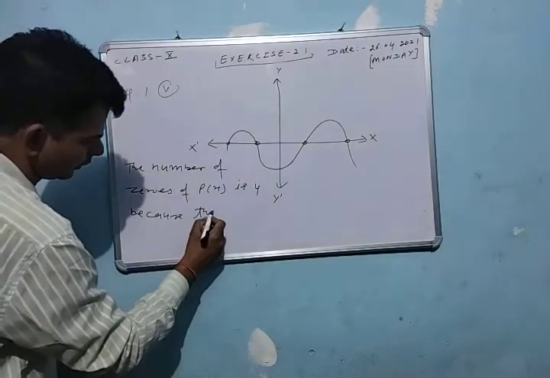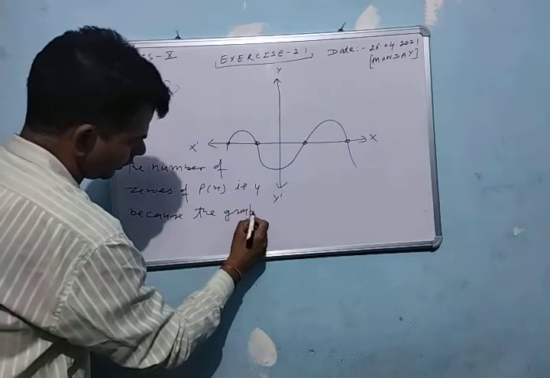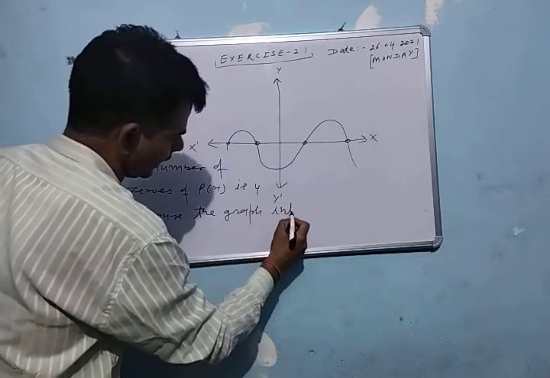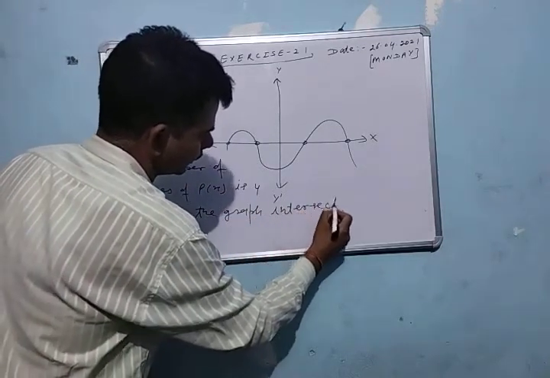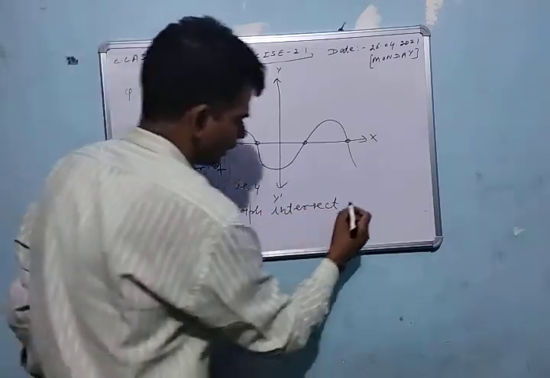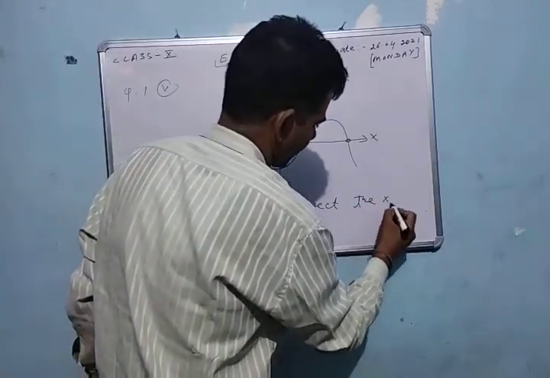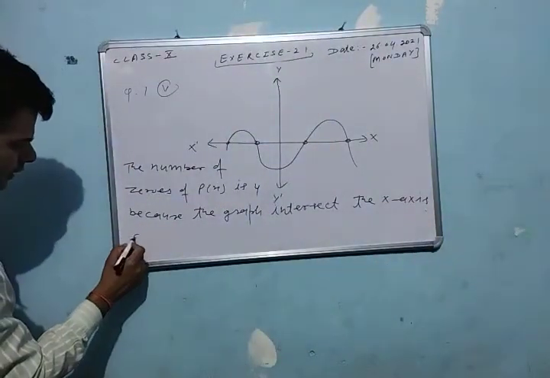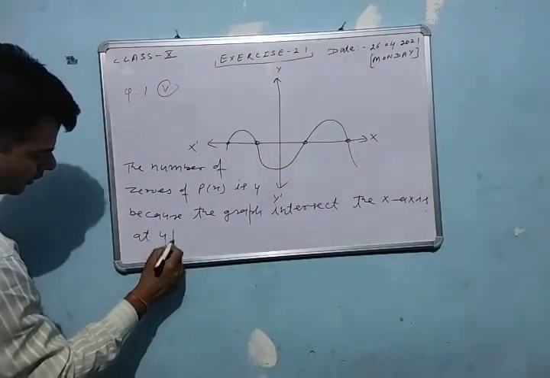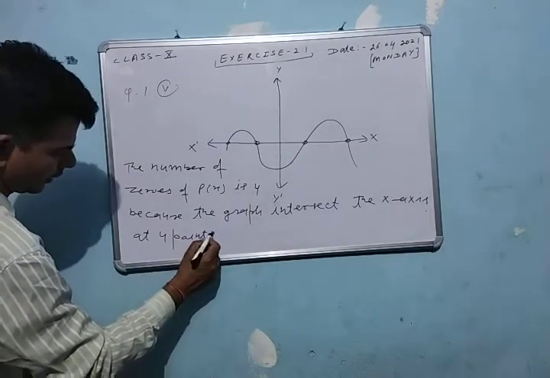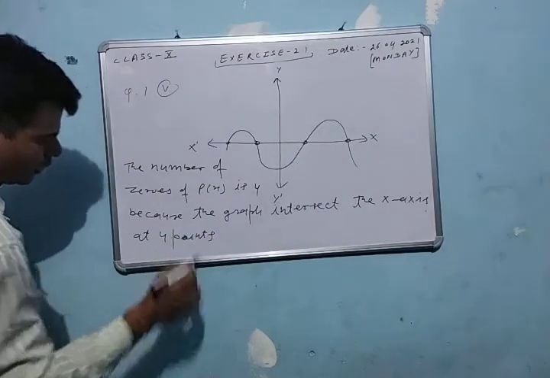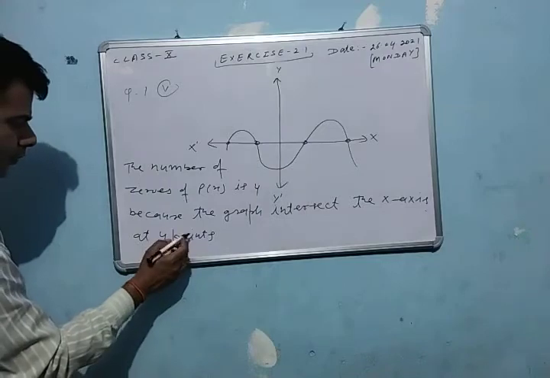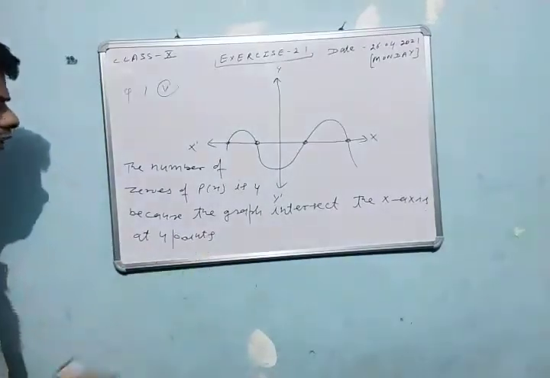because the graph intersects the x-axis at 4 points. Students, please note it down.